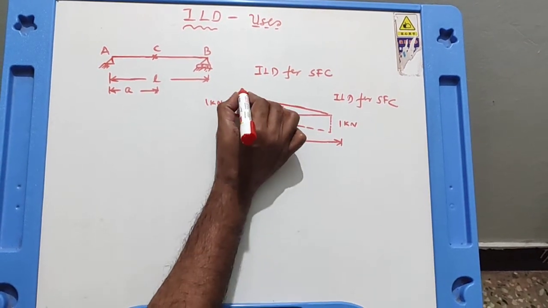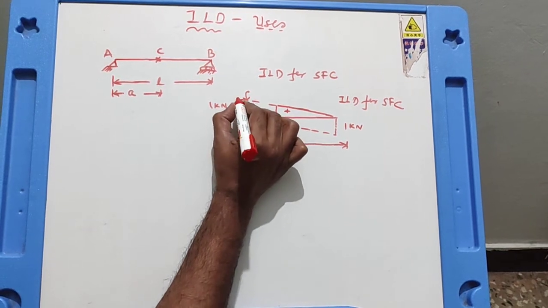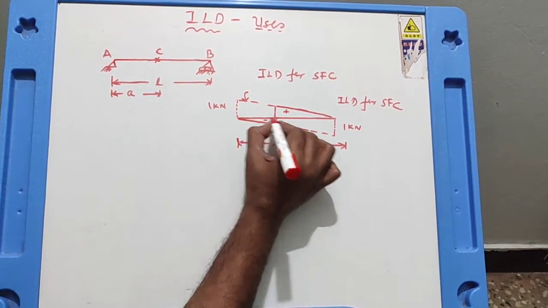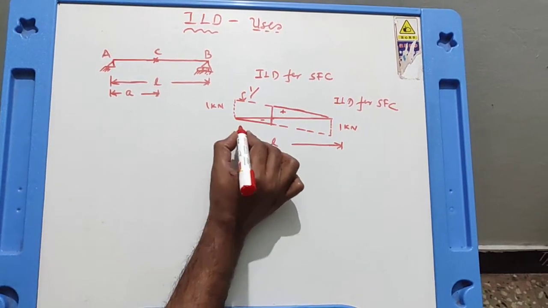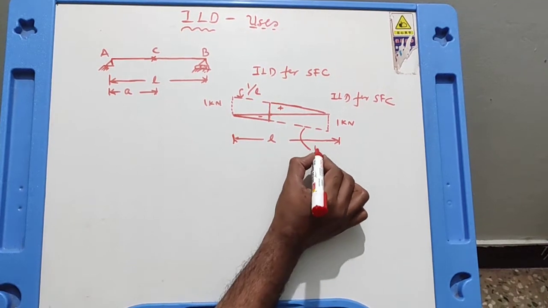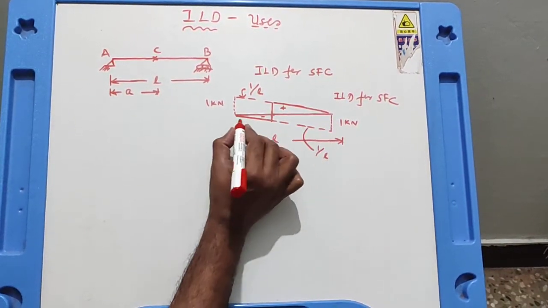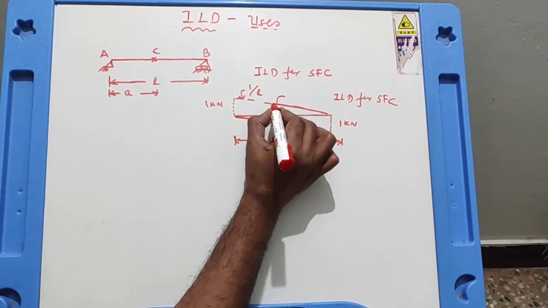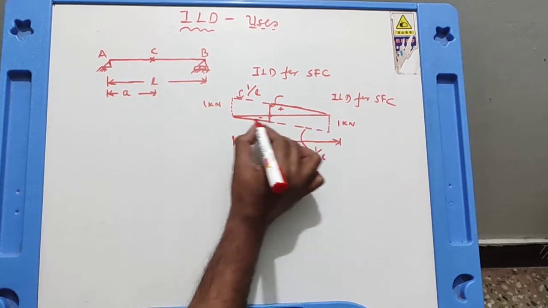To get this ordinate, you know what is slope of this line. Slope of the line, slope is tan theta. Tan theta equal to opposite upon adjacent. Opposite is 1 kilonewton. Adjacent is L, 1 by L. So slope of this line is 1 by L. Slope of this line is also 1 by L, because it is 1 divided by L, tan theta. Now what is this ordinate? Slope of the line into the distance. What is this distance? This is a.